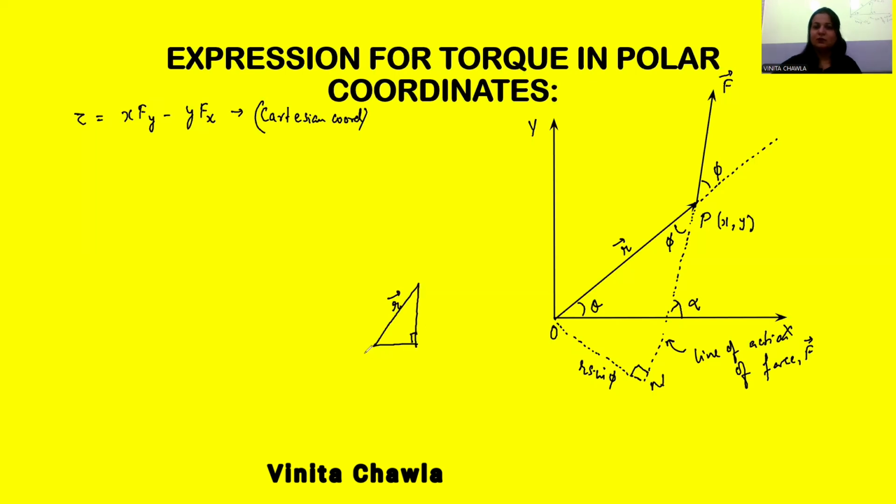ऐसे, right? O, N, and P. Look at this triangle, PON. So this angle is phi. ये hypotenuse है, PN is base. Base is R cos phi. This is how we write. And a perpendicular is R sin phi. So ON is R sin phi. एक तो ये, ठीक है?